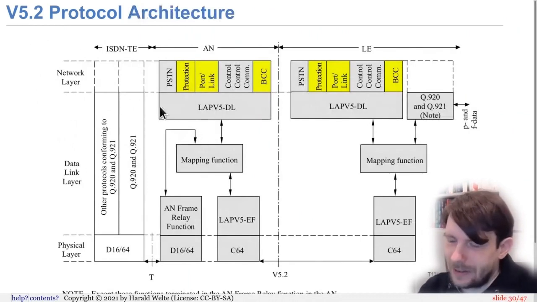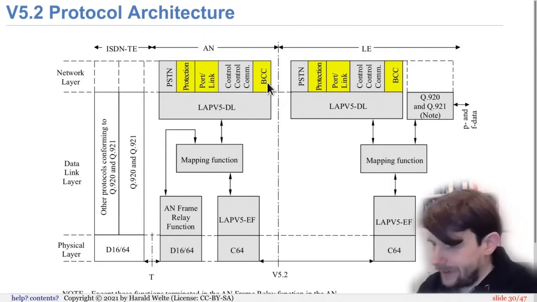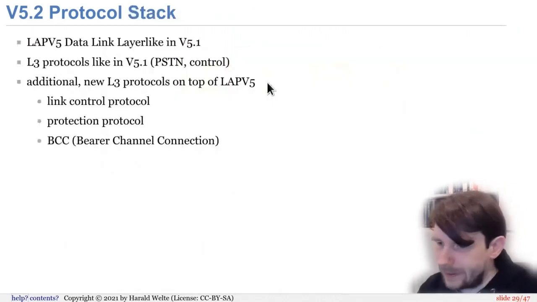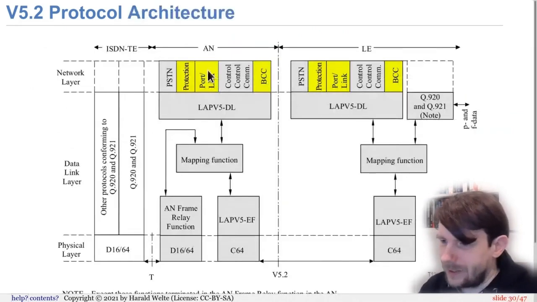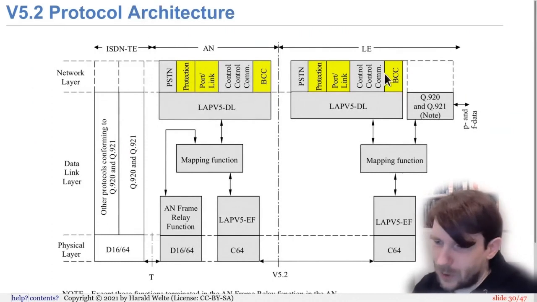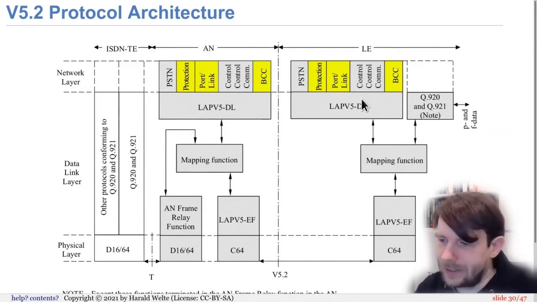It's again this diagram that we had before, but we have these 3 new blocks: the protection protocol, the BCC protocol, and the link control protocol. So these 3 new yellow blocks on both sides are additional layer 3 protocols on top of the same LAPV5 layer 2, and everything else stays the same.